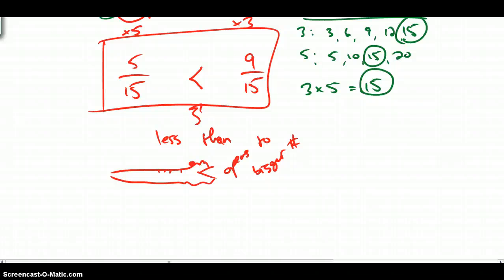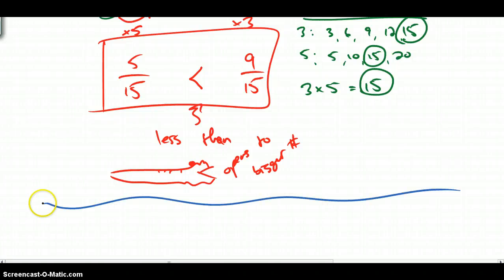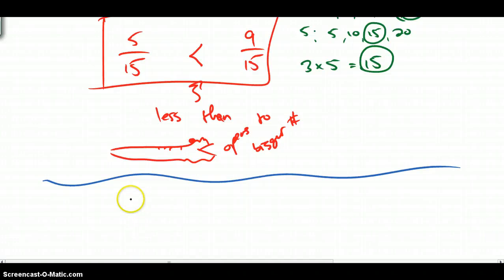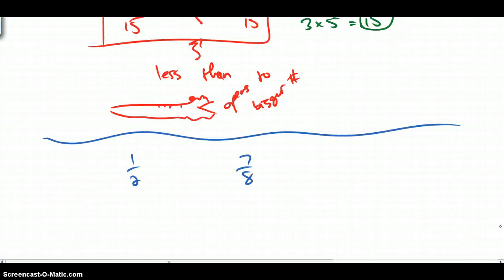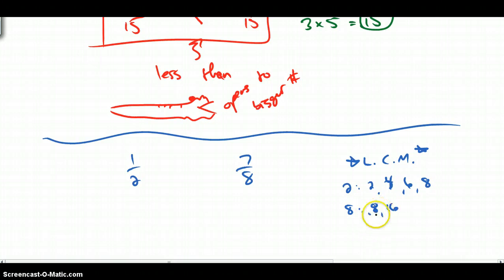Just another example for you, just to throw one more at you. Let's say we were doing a half and 7/8. This one may be even a little more straightforward because we're looking for the lowest common multiple. That's our method, or common denominator, we could say. Multiples of 2 in this case: 2, 4, 6, 8. 8, we've got 8, 16, and so on. But right away you see that 8's going to work.